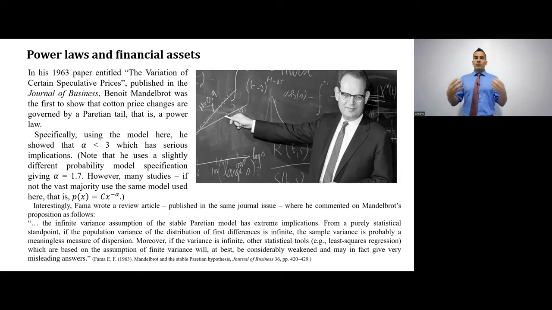We could rewrite this, and this is also what I write in my own book, Rationality. I come back to this issue in the chapter on savings and investments. We can rewrite the statement: from a purely statistical standpoint, if the population variance of the distribution of first differences is infinite, the sample variance is probably a meaningless measure of dispersion. If the variance of variance does not exist, which is the case if we have a power law exponent of 3.5, then obviously the t-statistics become sample-specific. So this is a very interesting thing. But let us now have a closer look at power laws on the whiteboard.